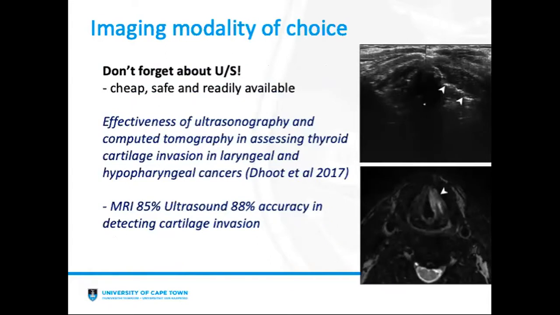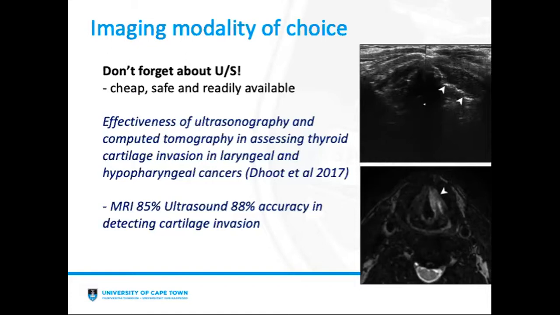Ultrasound is an often forgotten imaging modality with few studies assessing its utility in laryngeal carcinoma. In one of the few studies I came across, it illustrated an excellent accuracy at detecting cartilage invasion at 88%, which was in fact superior to MRI at 85%. Other obvious benefits include that it is cheap, it does not require contrast, and it's generally more readily available.